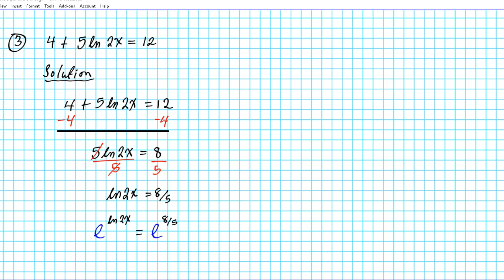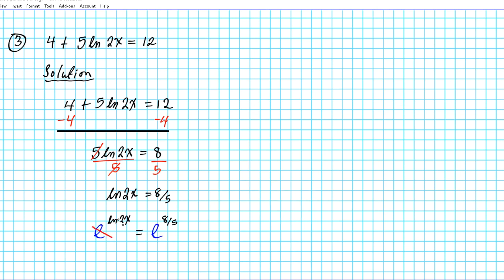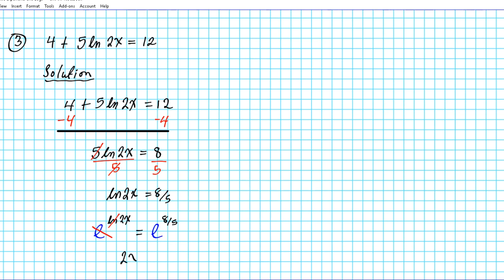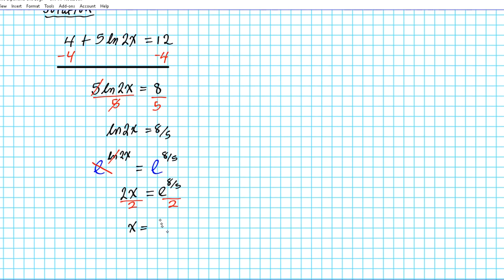over 5. On the left side, the e and the ln are inverse functions composed with one another. They cancel each other out, and you're left with the logarithmic argument 2x. 2x is equal to e to the 8 over 5. And then to finish this off, we will proceed to divide both sides of the equation by 2. And then finally we have our result, x is equal to e to the 8 over 5 divided by 2. So there goes your final answer.